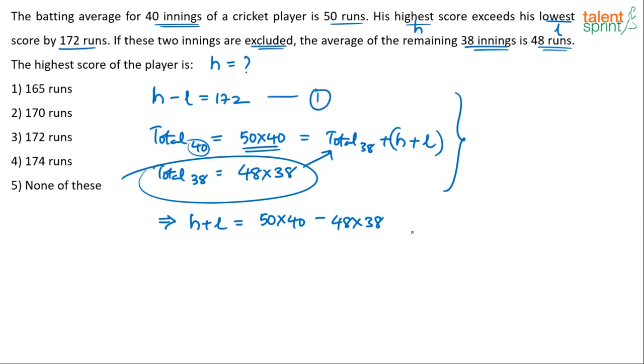This is, let's say, equation number 1, and here is equation number 2. Two equations and two variables. Can you solve for it? Yes. Very easily. You have to find out what the value of H is. Now, it all depends on how quickly do you simplify this.